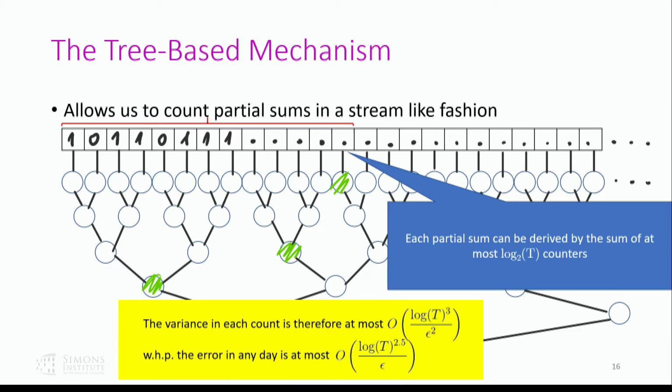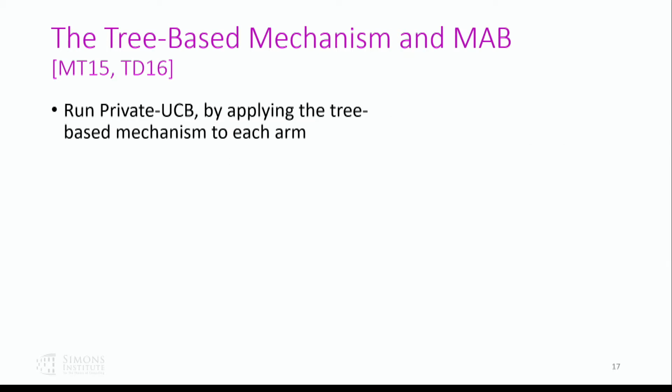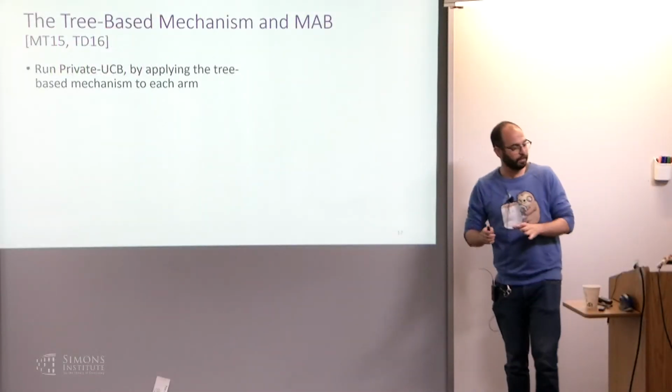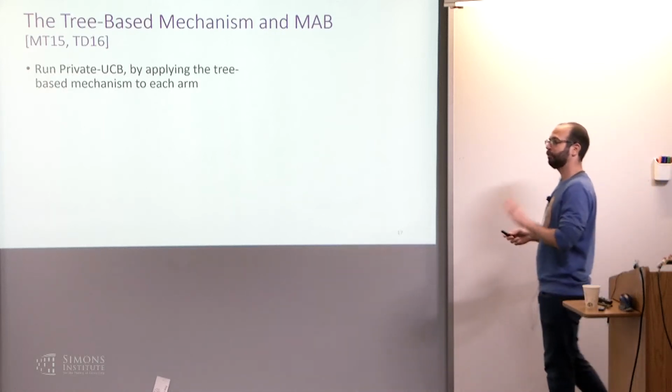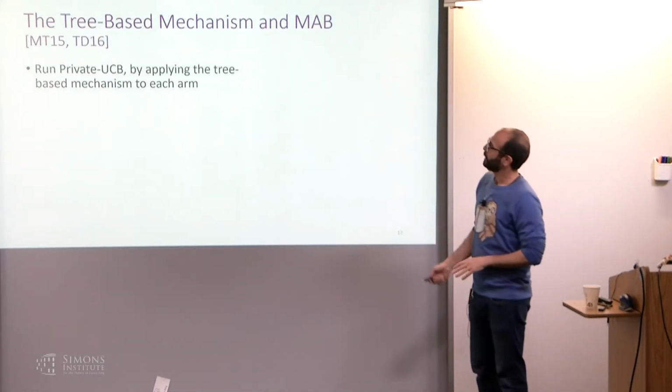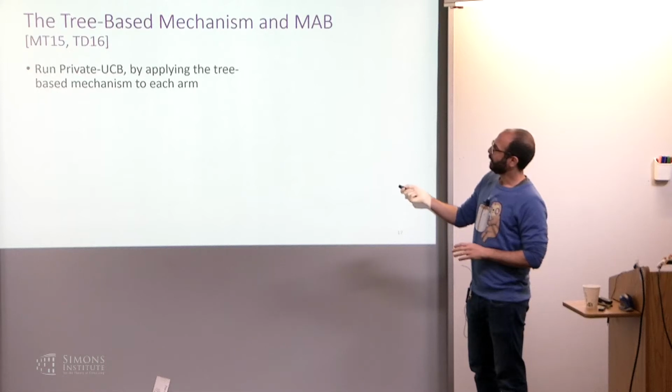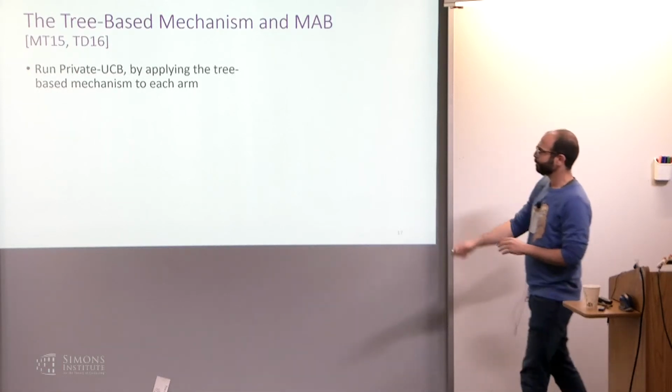And if you want a union bound, then you have to add another log t. So the crux of this is that we have something that counts all partial rewards up to polylog t over epsilon error. And that's it. Basically, to privatize these problems of multi-arm bandits, you just plug in the tree-based mechanism. Okay? That is what Mishra and Thakurta did, and Tossou and Dimitrakakis did.